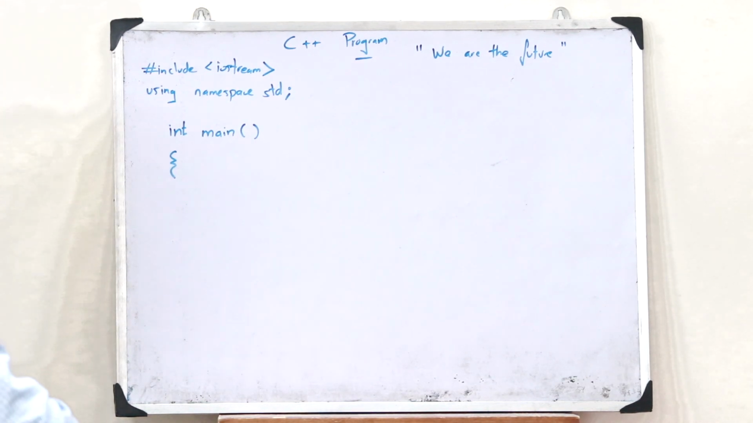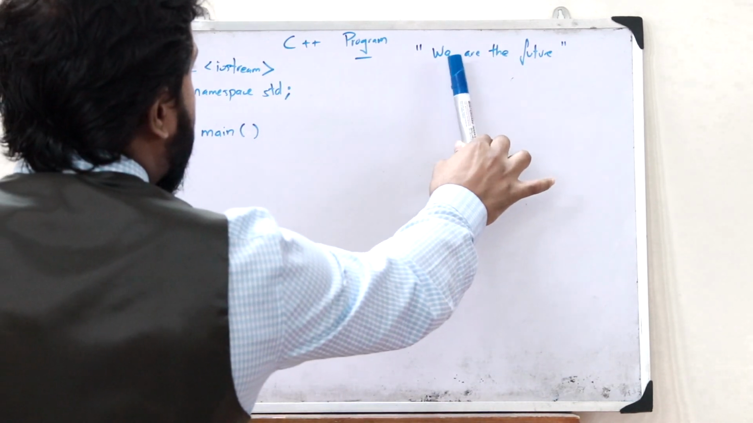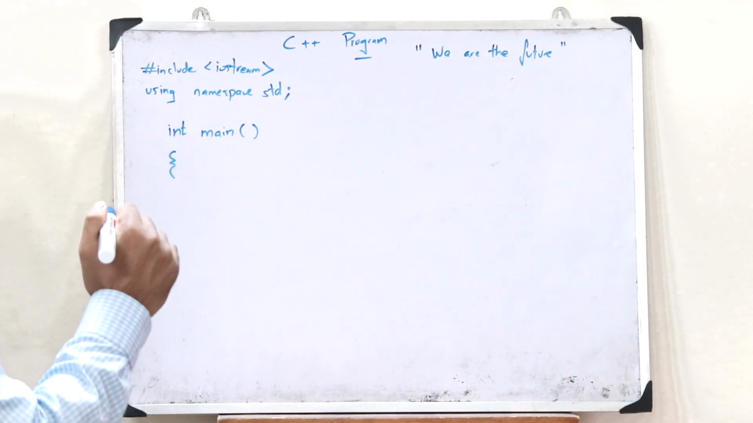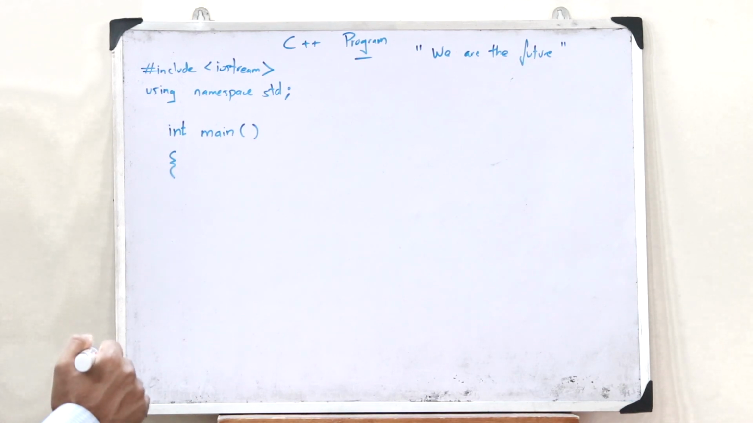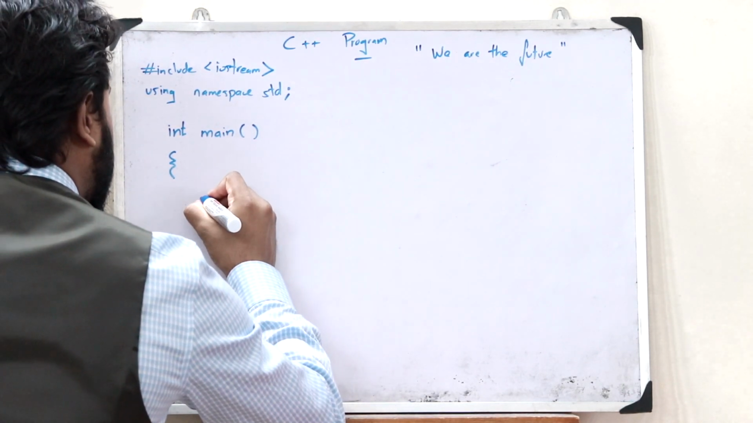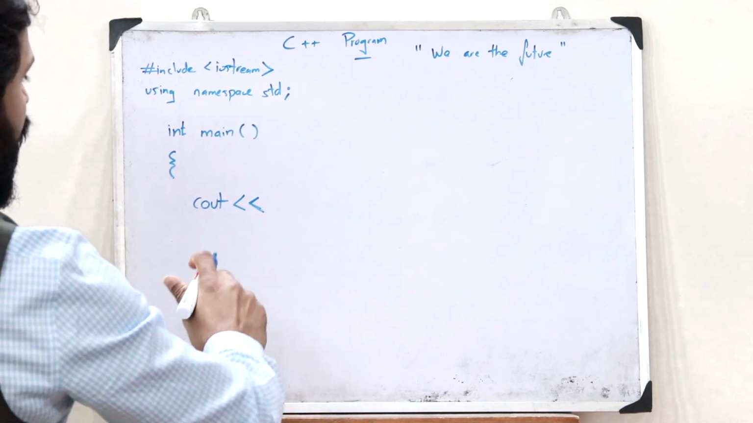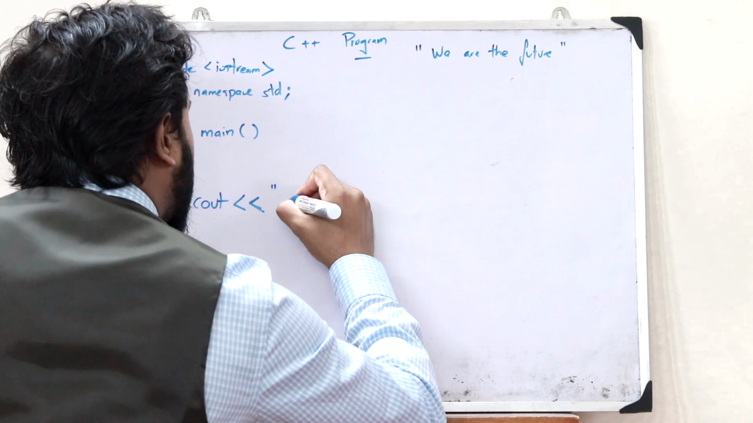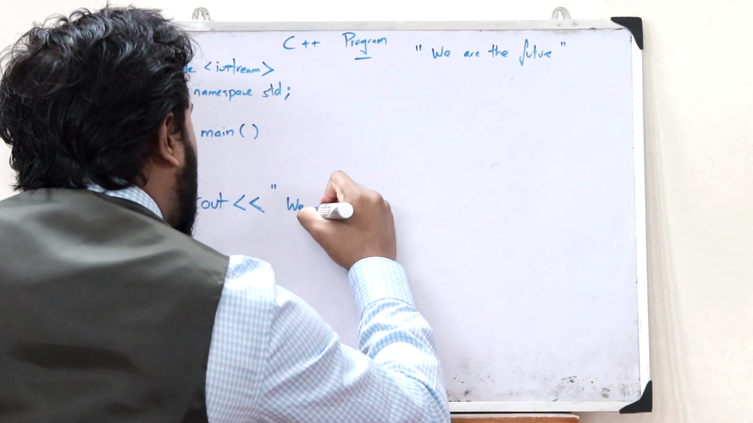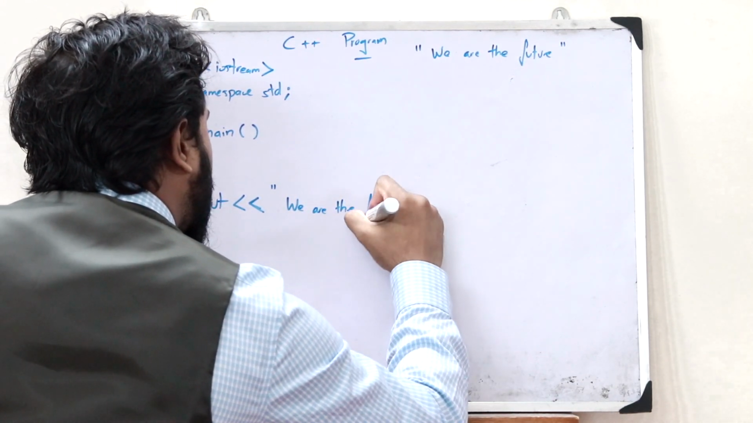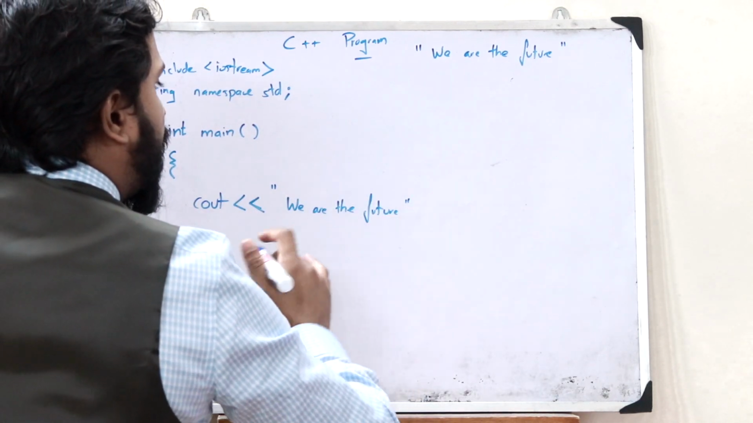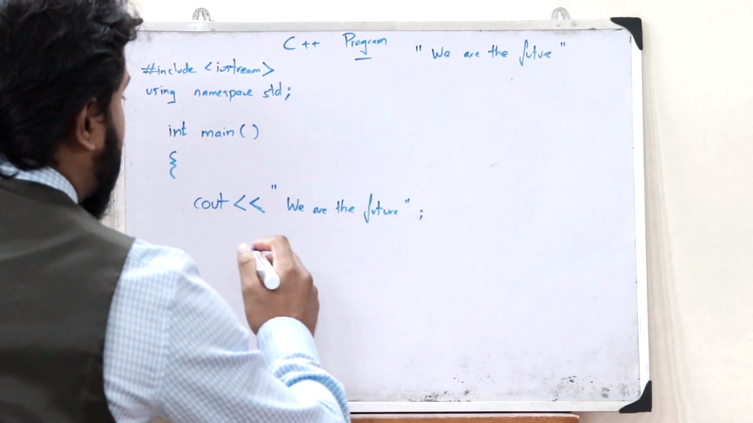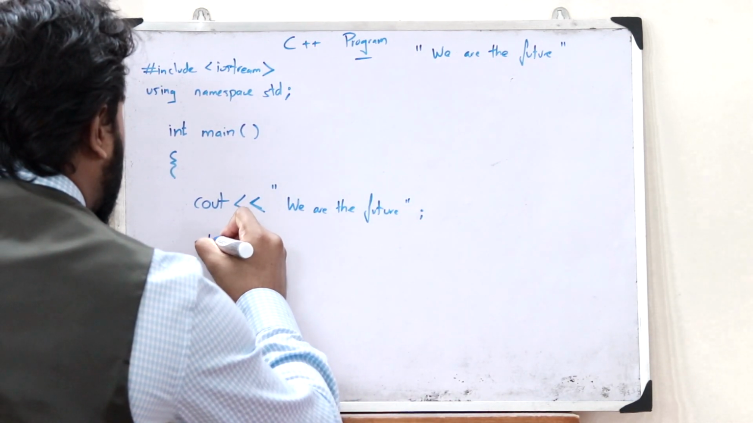Now our ultimate aim is to display the text, "We are the future." For us to display something in a program, we use the cout function, which is written as cout. Now we have to give two less than symbols like this, and in double inverted commas we write "We are the future." After this, close the double inverted commas and end with a semicolon. And now after the cout statement, we have to include return 0.